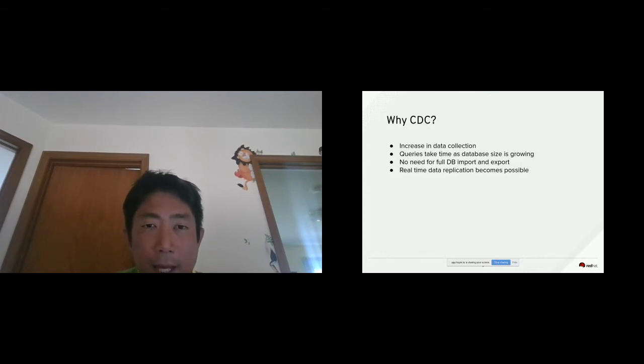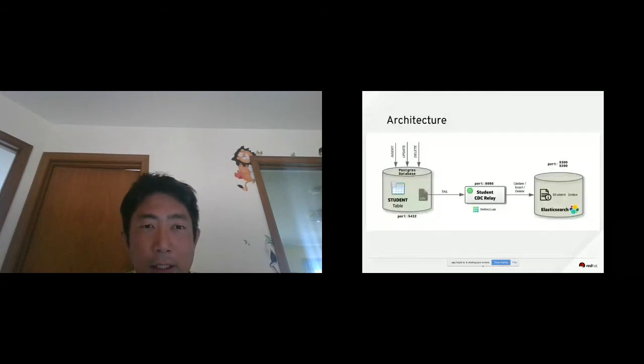So this is a high-level architecture of what we could do with CDC. On the left side, you have the Postgres database. You have different transactions coming in. You could insert a record into the student table, you could update a student record, you could delete a student record. And the Postgres database is using port 5432.